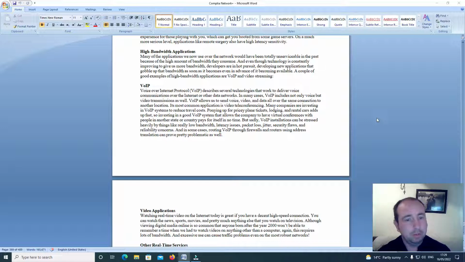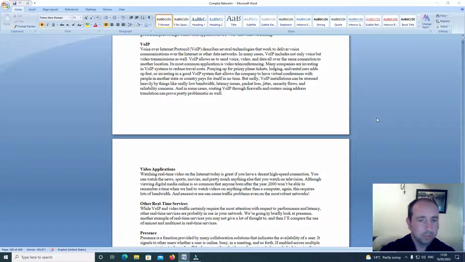A couple of good examples of high bandwidth applications are voice over IP and video streaming. Voice over IP, voice over internet protocol, describes several technologies that work to deliver voice communication over the internet or other data networks. In many cases, voice over IP includes not only voice but video transmissions as well. Voice over IP allows us to send voice, video and data all over the same connection to another application.